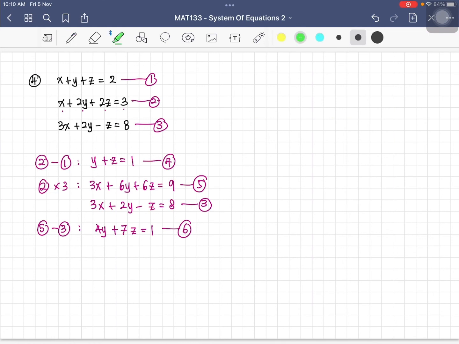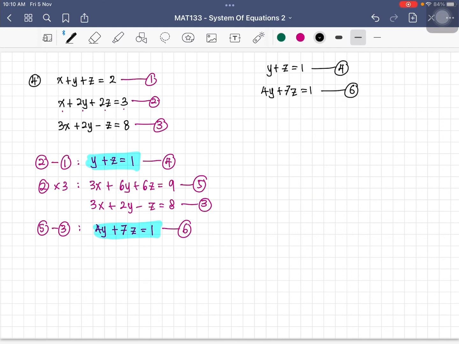Now I obtain two equations in two variables, y and z, given by equation number 4 and equation number 6. So what I need to do is to find the values for y and z by solving the simultaneous equations in two variables. Let me write them down: this is equation number 4, and this is equation number 6, 4y plus 7z equals 1.